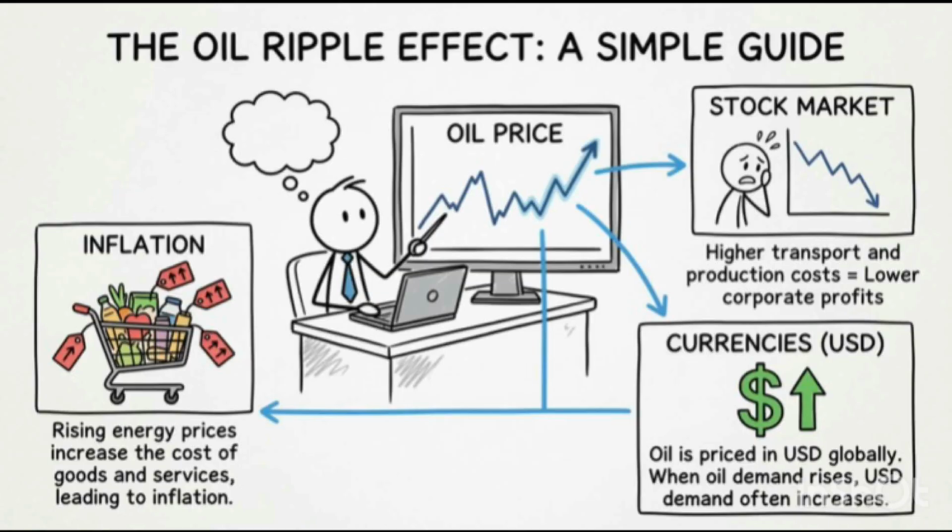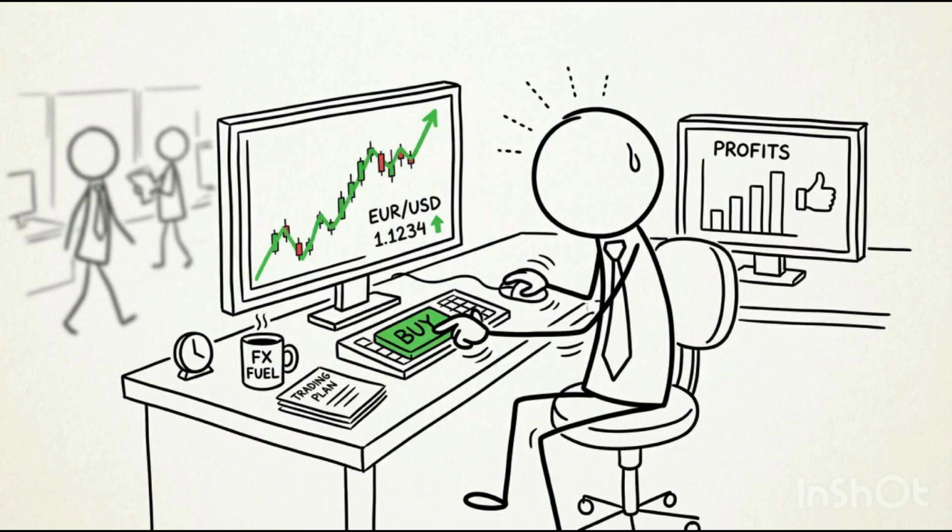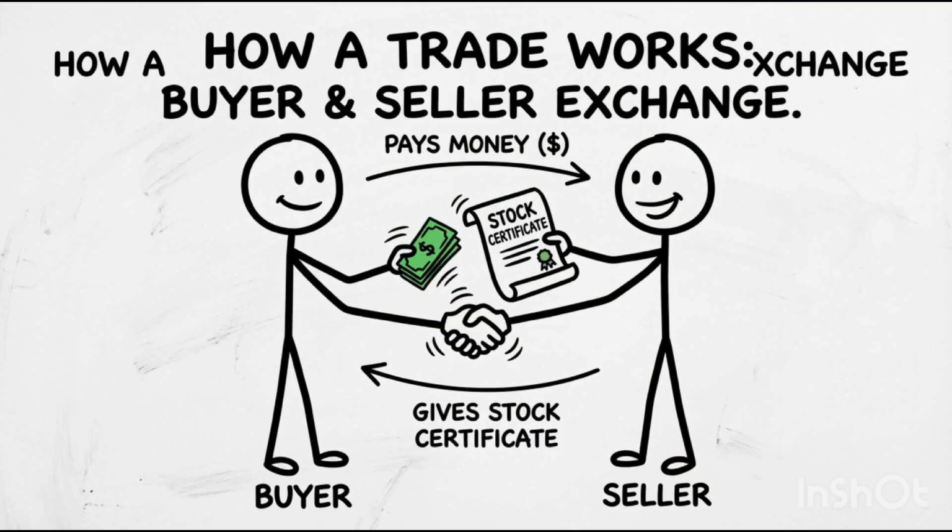Currency market reactions. The foreign exchange market also reacts strongly to geopolitical conflicts. Currencies often move based on global risk sentiment. During times of uncertainty, traders tend to move capital into stronger and more stable currencies. The US dollar often strengthens during global crises. The Japanese yen and Swiss franc also tend to appreciate because they are considered relatively safe. Meanwhile, currencies associated with higher risk environments may weaken. These shifts can create significant opportunities for forex traders, but they also increase the importance of risk management.